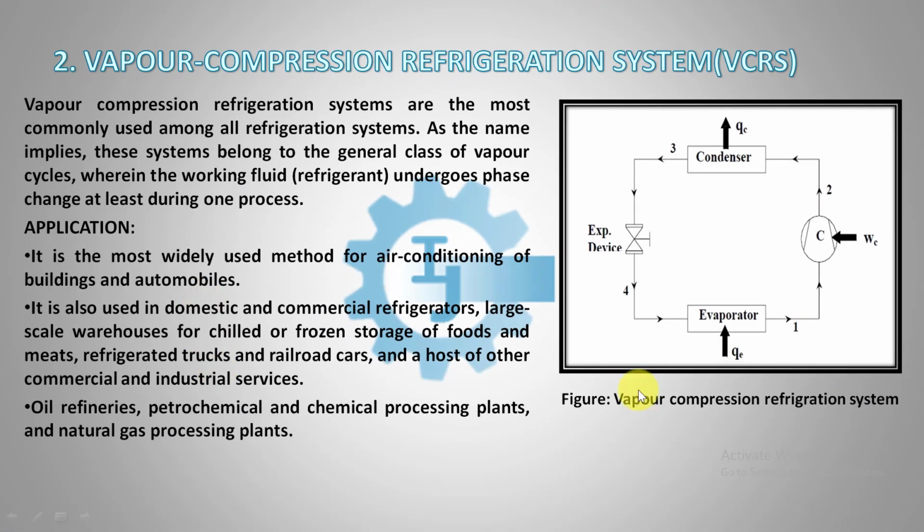What is the application of the vapor compression refrigeration system, or where is it actually used? It is used in air conditioning of buildings and automobiles. It is also used in domestic and commercial refrigerators. It is used in warehouses for chilled or frozen storage of foods and meats, in refrigerated trucks and railroad cars. It is also used in oil refineries, petrochemical and chemical process plants.